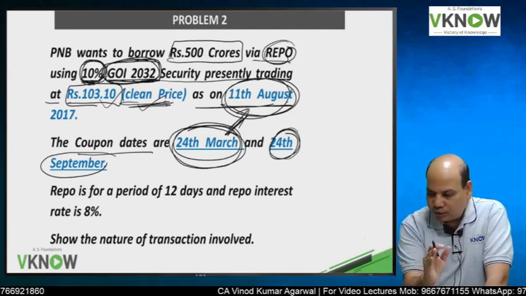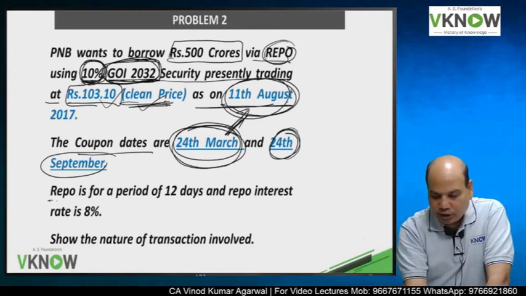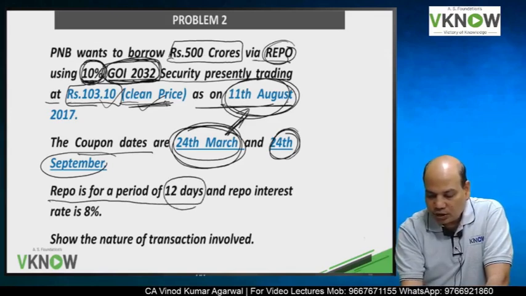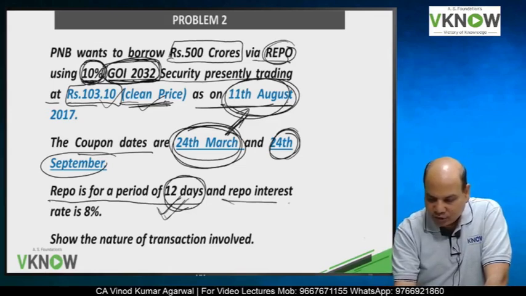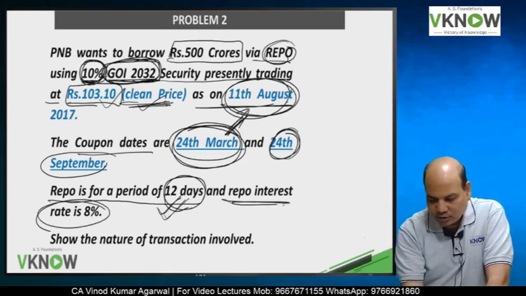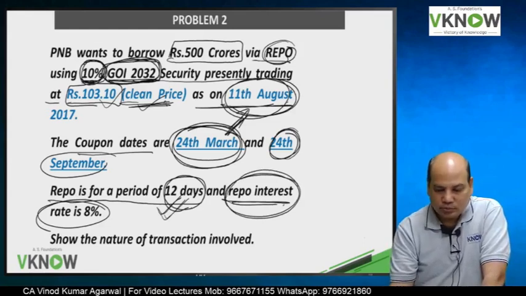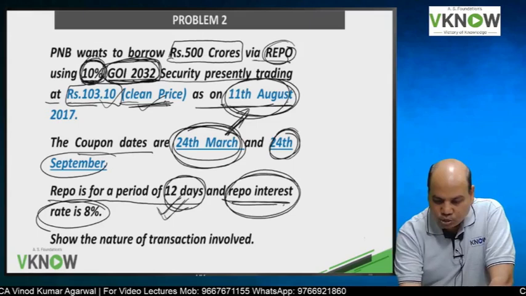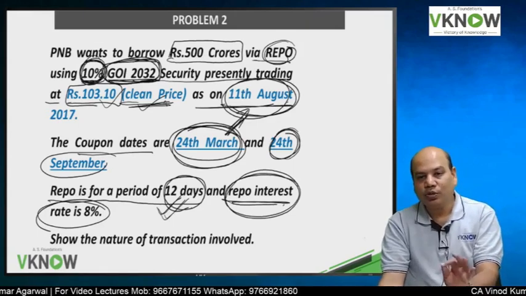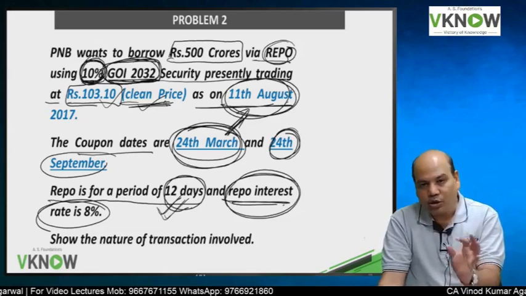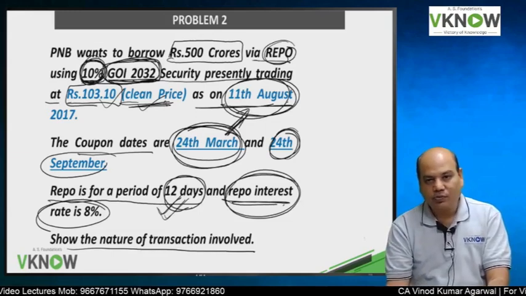So interest will accrue from 24th March to 11th August. Repo is for a period of 12 days. So you will calculate repo interest for 12 days and the repo interest rate is 8%. This is the interest that the lender will charge to the borrower. 10% is the coupon rate on the government security. You are using government security to borrow money and you are borrowing the loan at 8% interest, to show the nature of transactions involved.